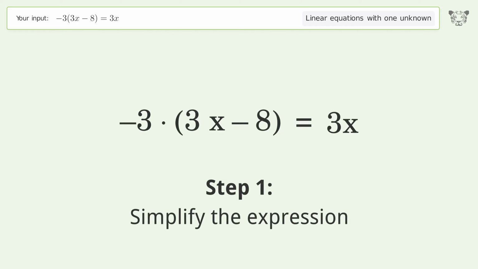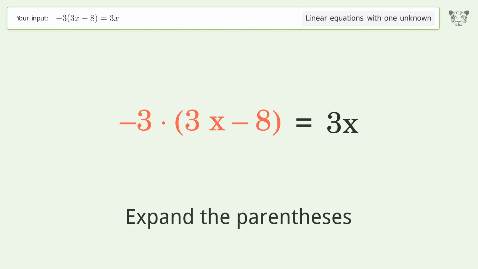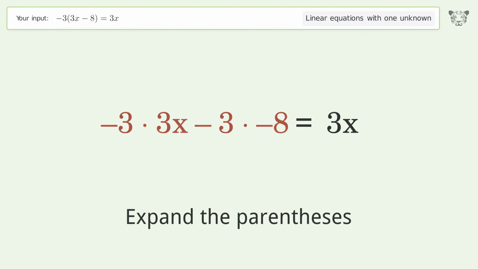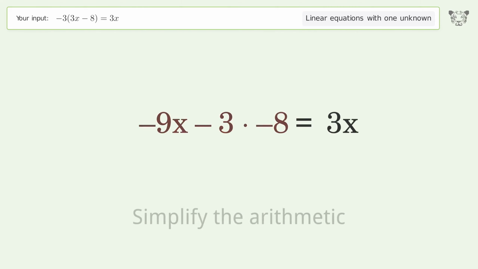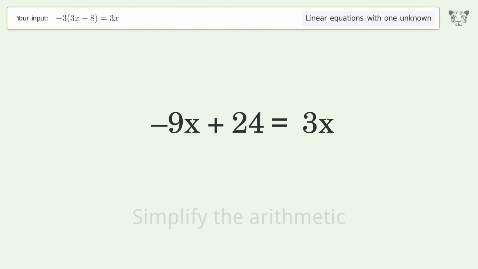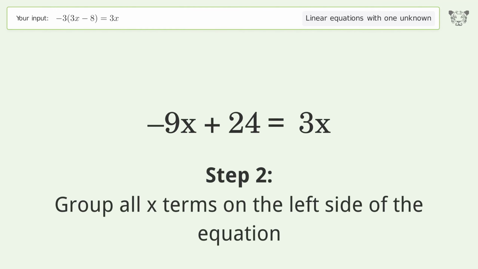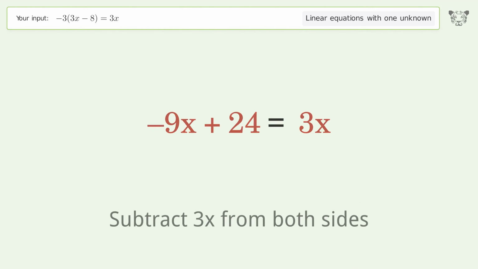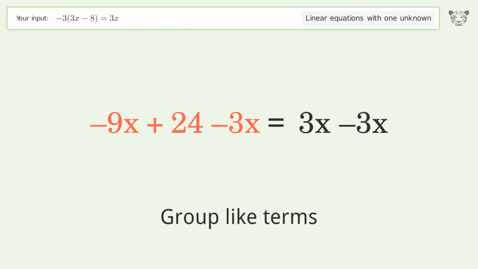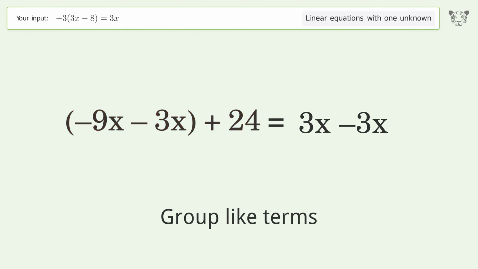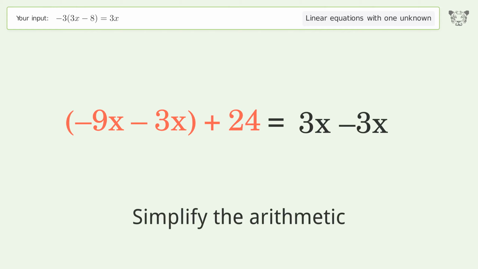Simplify the expression. Expand the parentheses. Multiply the coefficients. Simplify the arithmetic. Group all x terms on the left side of the equation. Subtract 3x from both sides. Group like terms. Simplify the arithmetic.